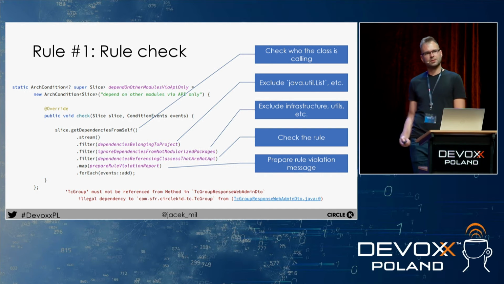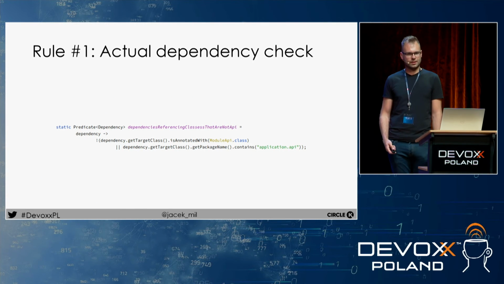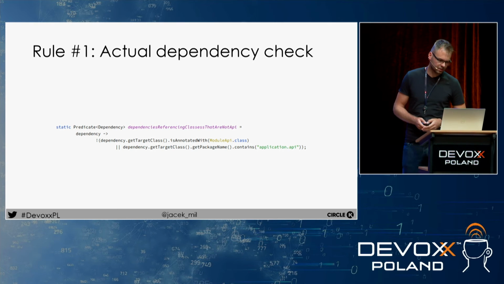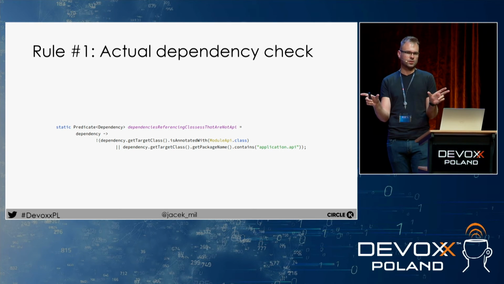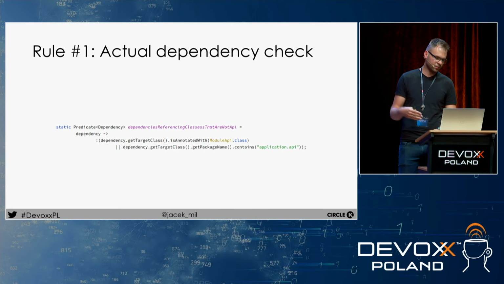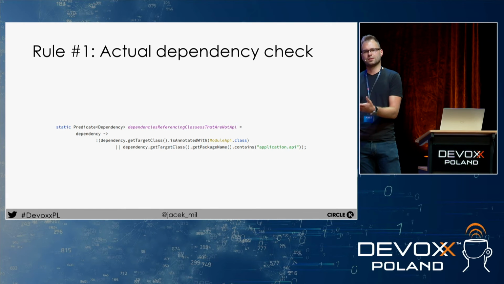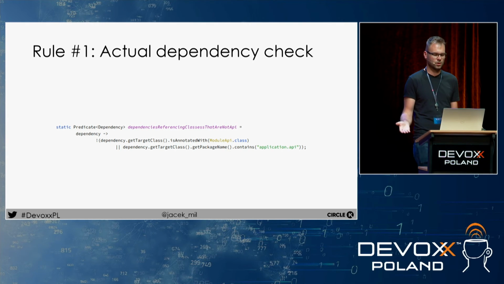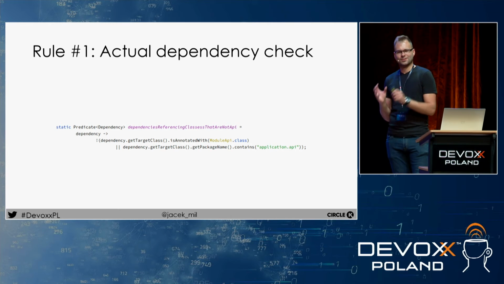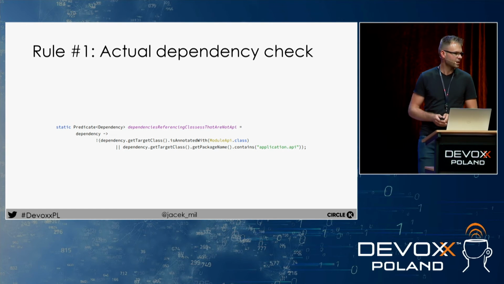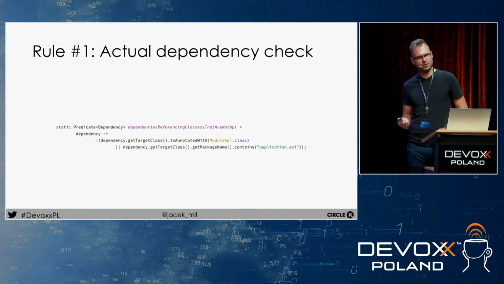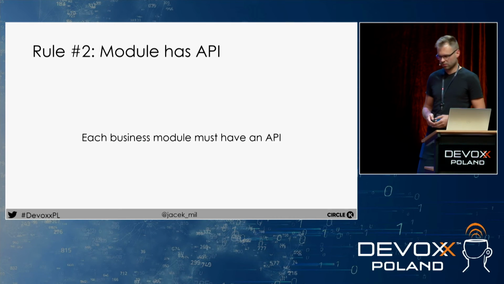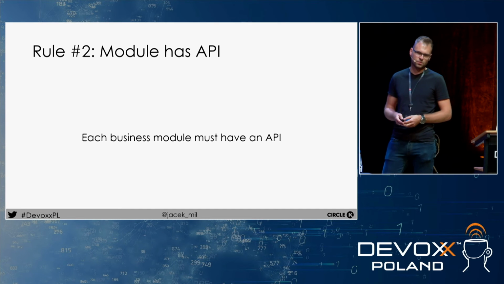So how does the actual dependency check look like? Well, we have a predicate on a dependency, which means that we are checking two classes that are interacting with each other, and we are checking if the target class is annotated with module API, which means that this is an actual module, or is in the application API package, which is another way of defining a module API in our system. That's it when it comes to the first and the most important rule, right? We wanted just that. And we get flexibility from ArchUnit far better, I think, than what we would have from Java 9. Also, the second rule that we've written is that every module must have an API.